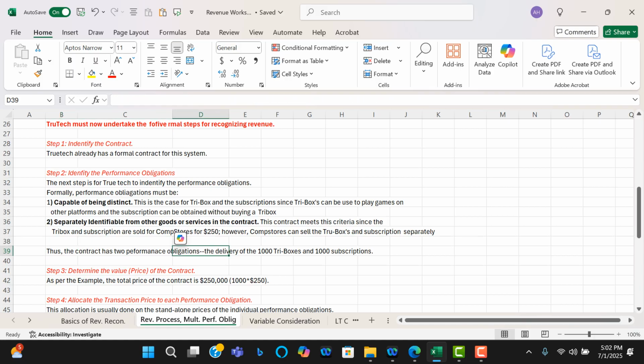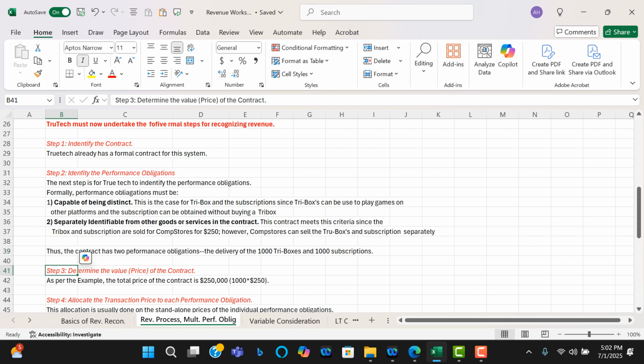So there are 2 performance obligations, and I'm going to sort of speak ahead here. But the important part of this is one obligation are the True Boxes, and the revenue of those will be recognized when they're delivered. Whereas for the subscriptions, the revenue is going to be spread out over the 1-year subscriptions, so it's going to be spread out over 12 months. Okay, that's step number 2, identifying the performance obligations. We have 2. One is delivery of 1,000 True Boxes. The other one is delivery of 1,000 subscriptions.